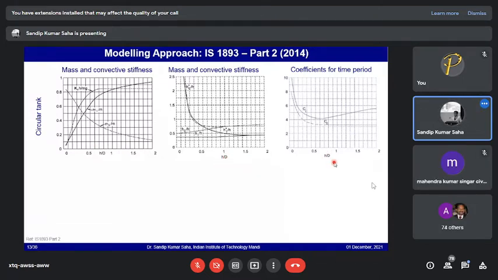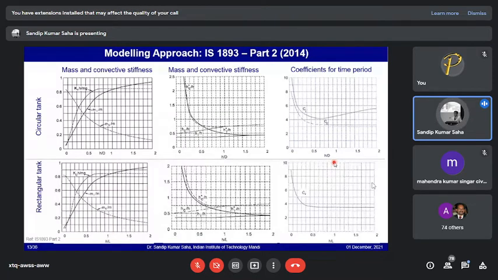Similarly, for the rectangular tank, again all the parameters depend on the H by L ratio. L means the length of the tank wall perpendicular to the direction that you are considering for your design. So depending on which direction you are taking, you have to calculate the properties in both directions, and they have to be combined when calculating the design forces.